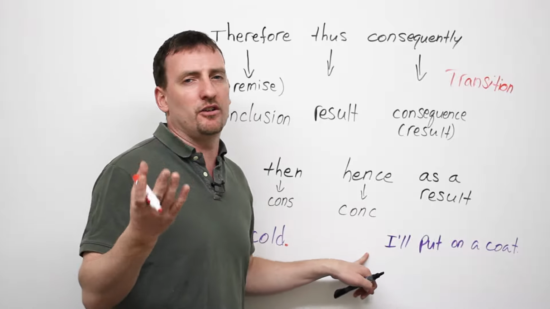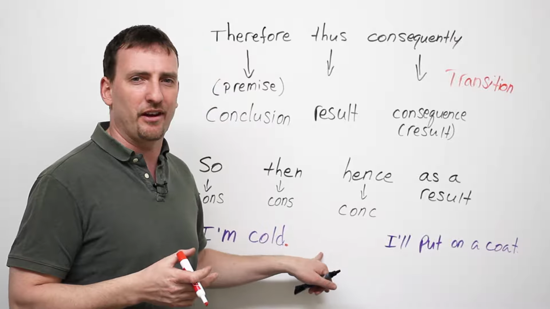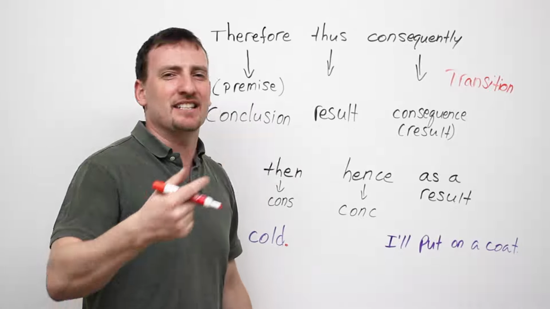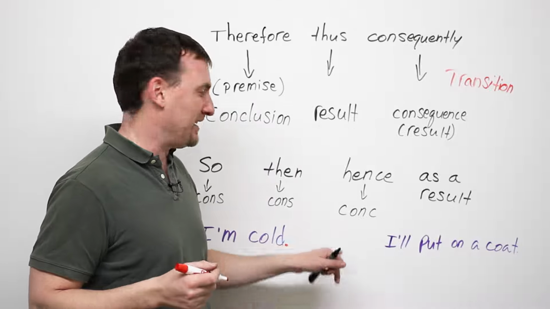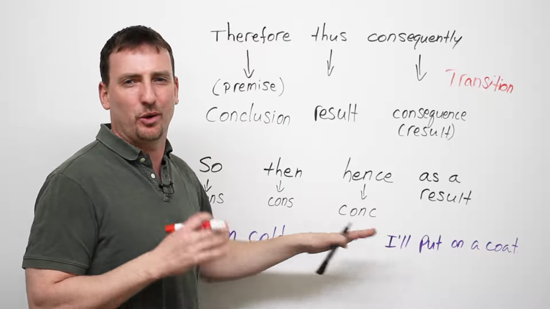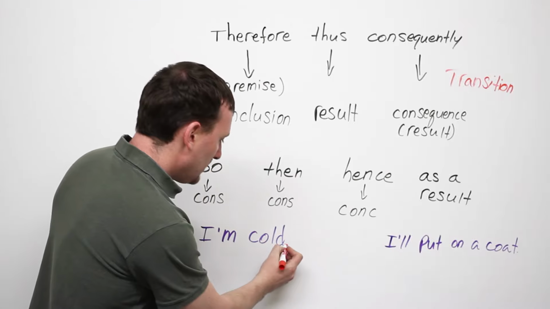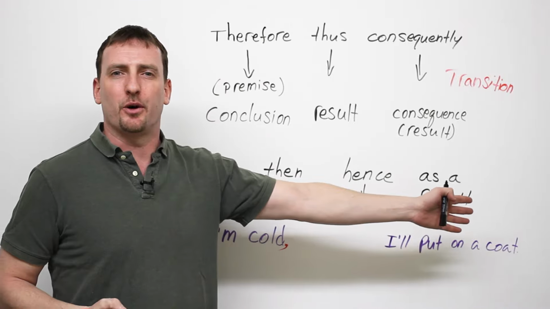Now, if I'm grading your essay, let's say you're writing IELTS or TOEFL, etc., and you wrote, "Therefore I'll put on a coat," I will actually take off points. Why? Because you're trying to impress me. For something this casual, don't use therefore. Use so. I'm cold, so I'll put on a coat.